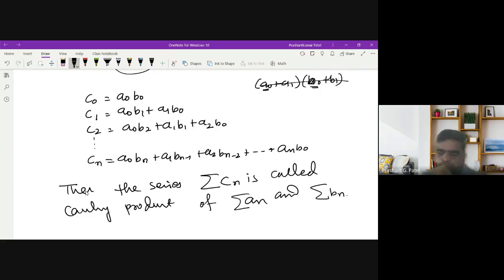As I have told, the question that arises is: if summation of An is convergent and summation of Bn is also convergent, whether the summation of Cn is also convergent. If not, under which situation will it be. So first, the answer to that question is no. If summation of An is convergent and summation of Bn is convergent, we cannot say that summation of Cn is convergent. We'll give the counterexample for that first.